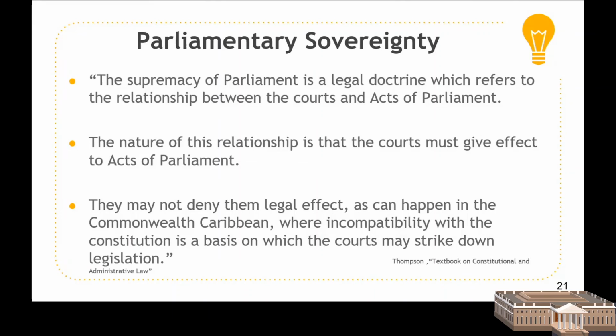Now, taken from the textbook on constitutional and administrative law by Thompson, the supremacy of Parliament is a legal doctrine. So we call it parliamentary sovereignty and parliamentary supremacy. So while we have a supreme constitution and our Parliament is limited by the Constitution, you'll see here now that Parliament is not limited in the UK as our Parliament is limited by the written Constitution. They don't have a written Constitution. So the limits that exist on what Parliament can and cannot do is quite different, if existent at all, because we call it parliamentary supremacy, which means it has that supremacy we give equivalent to our Constitution.